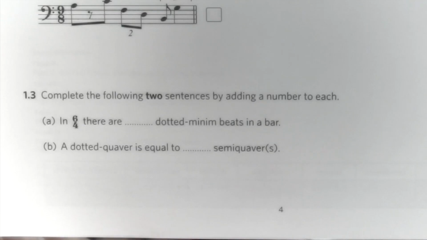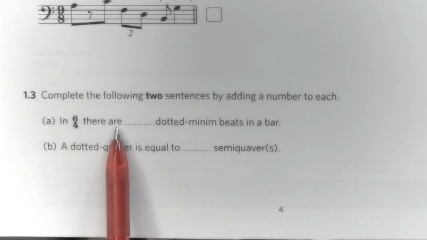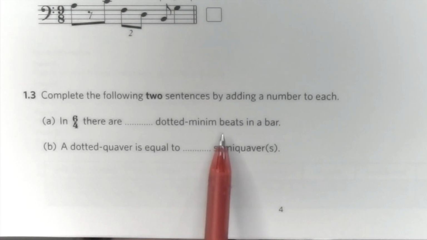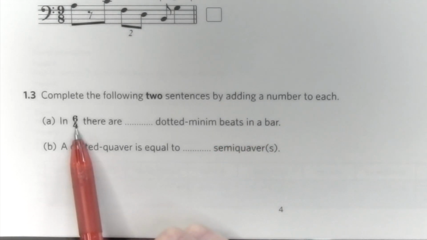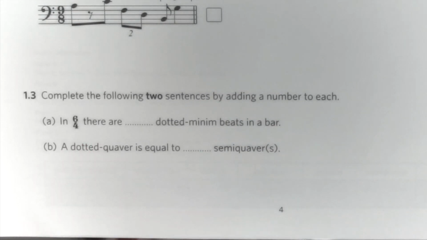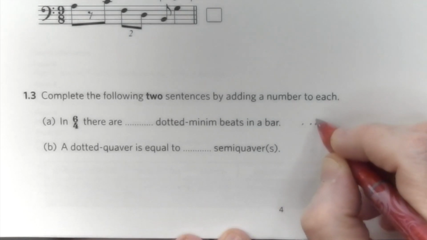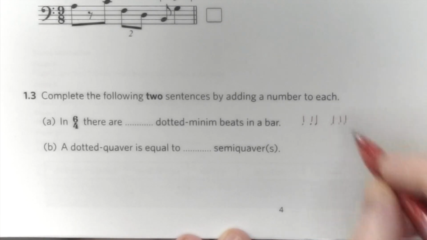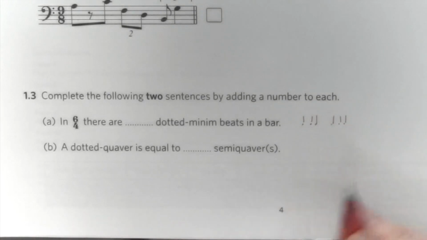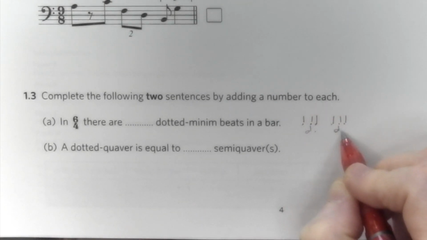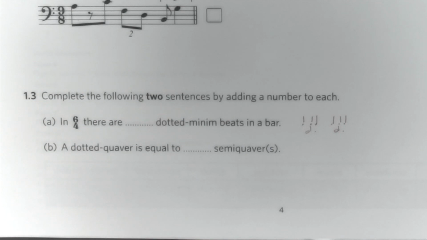Let's move on. This last question of the page asks us to complete the sentences by adding a number. In 6/4, there are X number of dotted minim beats in a bar. How many are there? 6/4 is a compound time, so it means that there are 6 crotchets in a bar grouped in 3. So that means 1, 2, 3 and 1, 2, 3. So they make 2 dotted minims. So 2.